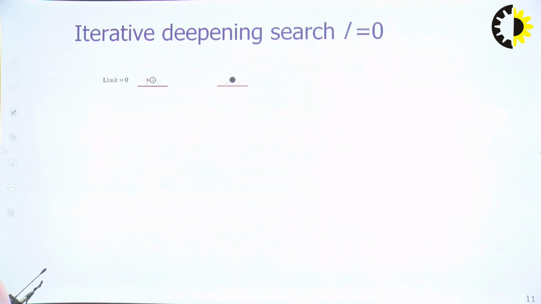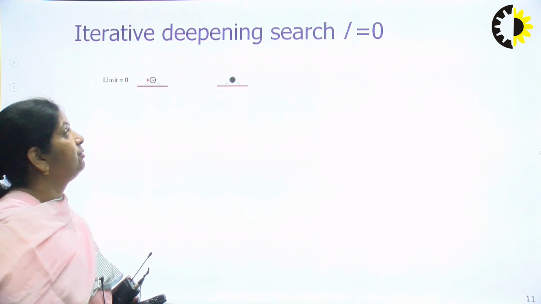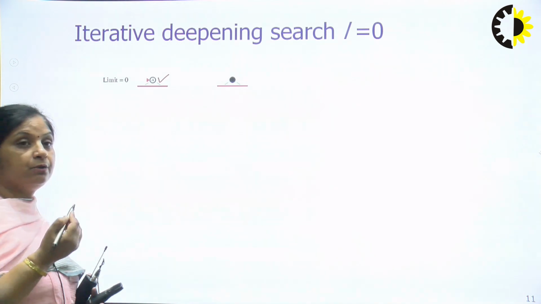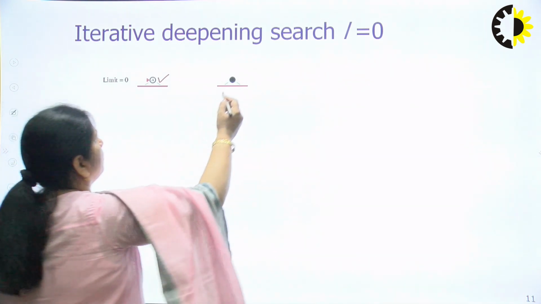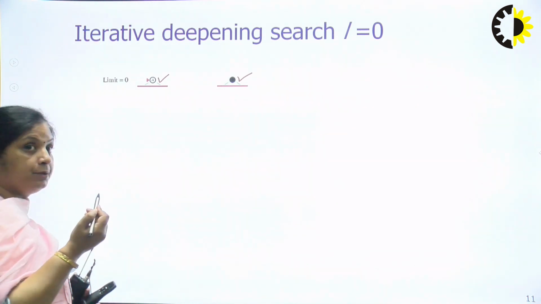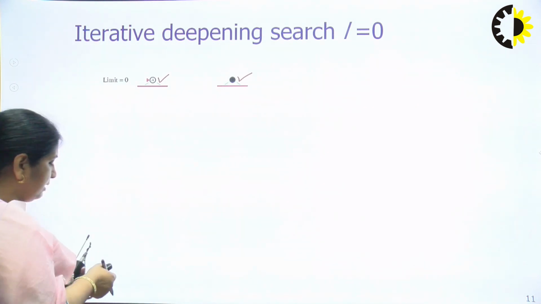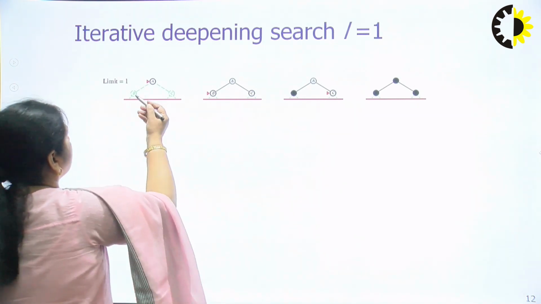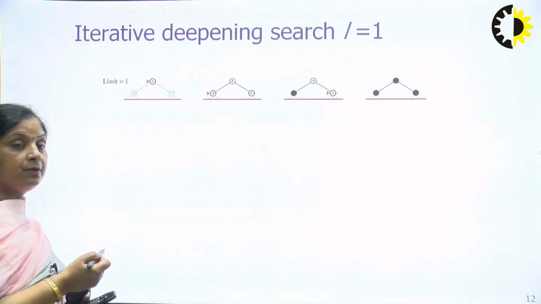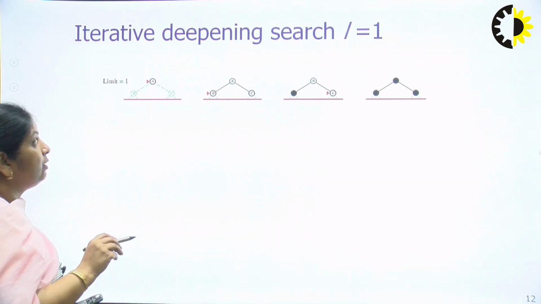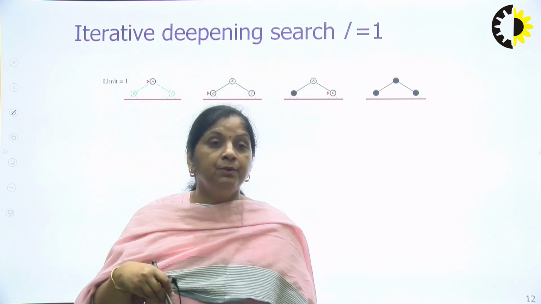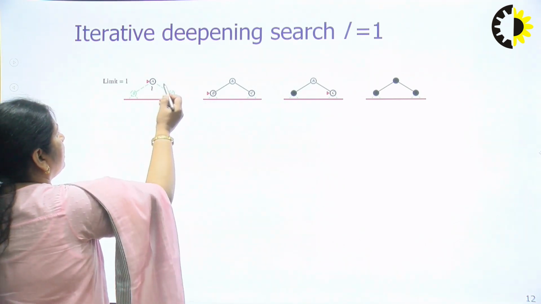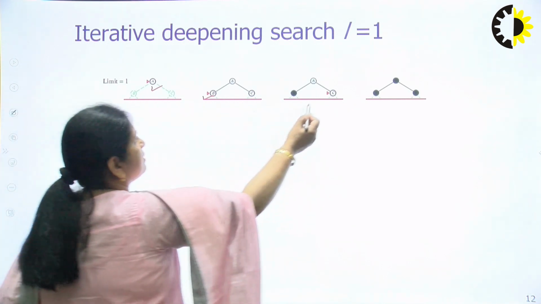So how does it work? Initially we take limit 0. Limit 0 means we are only taking the root, so we check only the root node. Let me say it failed. Then we increase the limit. Now the limit is 1. So now what happened? We have A and its successors. Now we are taking depth, but we will apply BFS. So now we will check A, then its successor B, then successor C.